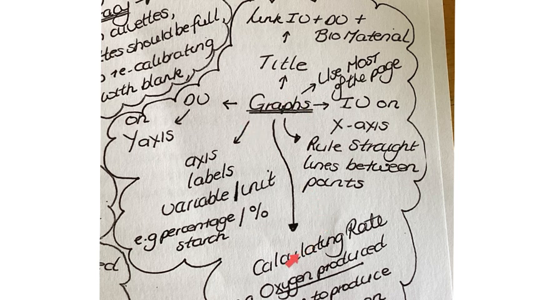Sometimes from graphs you have to calculate the rate, so you've drawn the graph and then you have to calculate the rate, and that will be the oxygen produced, so that would be the dependent variable divided by the time that was taken to produce that oxygen.